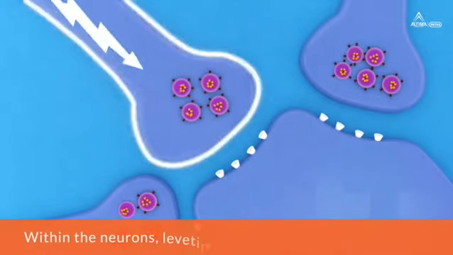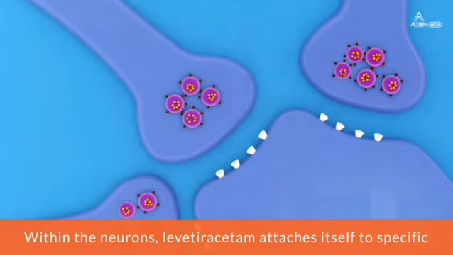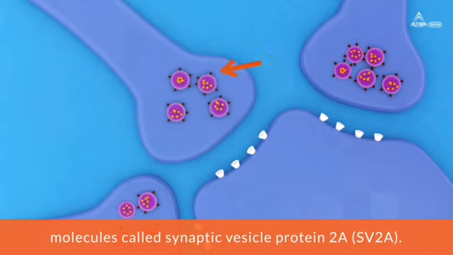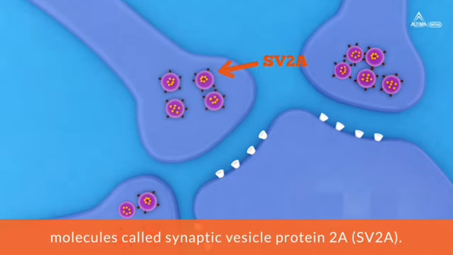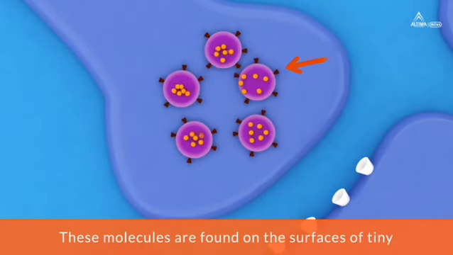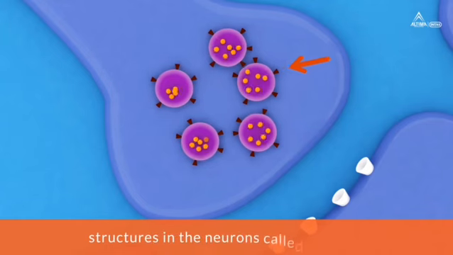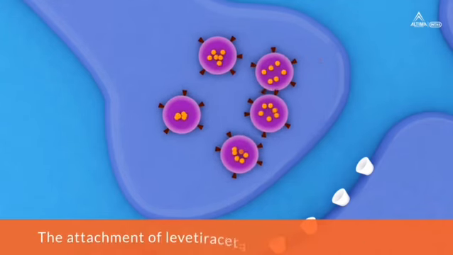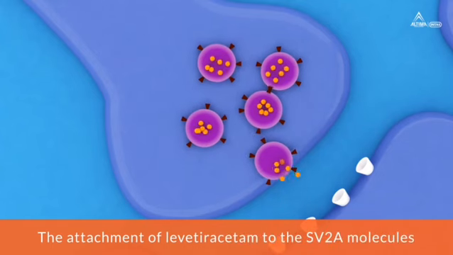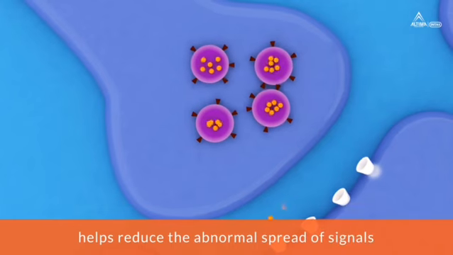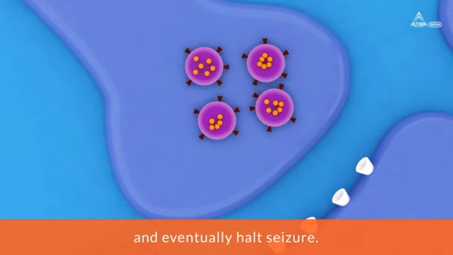Within the neurons, levetiracetam attaches itself to specific molecules called synaptic vesicle protein 2A or SV2A. These molecules are found on the surfaces of tiny structures in the neurons called vesicles. The attachment of levetiracetam to the SV2A molecules helps reduce the abnormal spread of signals and eventually halt seizure.